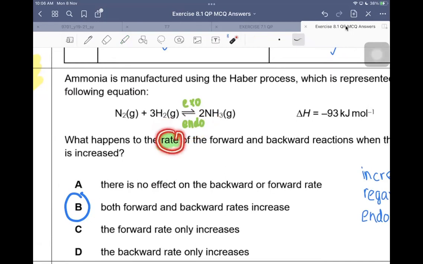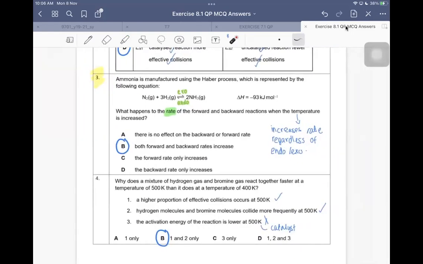So this is actually a good trick question. This part is the trick, okay, into thinking that the increase in temperature is only increasing the rate of reaction of the endothermic, but actually it increases the rate of both endo and exo. So the answer is B for question 3.